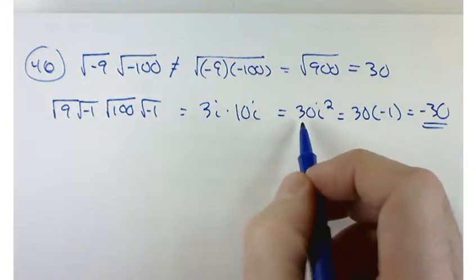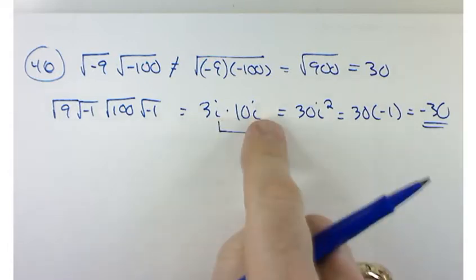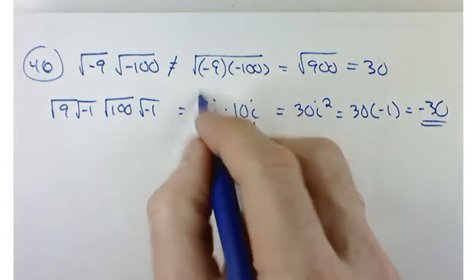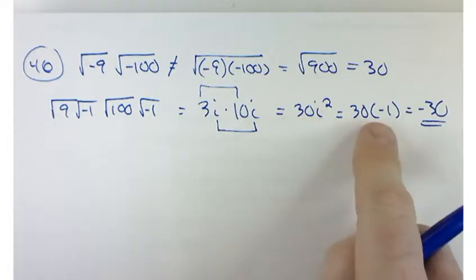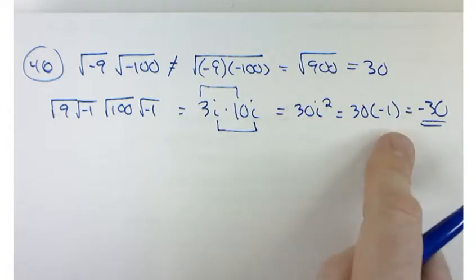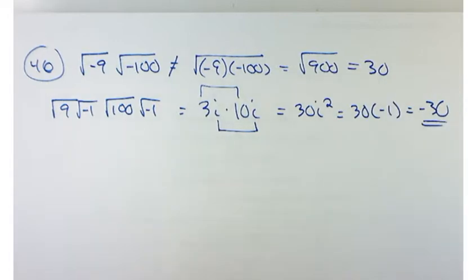It's 30 times the negative 1. Because I brought these together, i times i was the i squared, and then 3 times 10 was the 30. i squared gets replaced by negative 1, because those two are equivalent. So then 30 times negative 1 is where you got the negative 30.